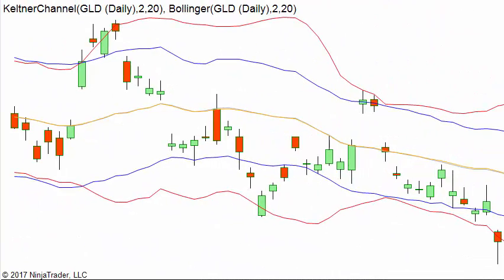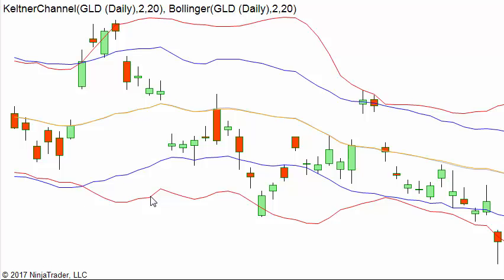I've added the Bollinger Bands now. They are the red envelopes here and here, and you'll see I'm using essentially the same settings, even though the equation is different. So I'm using the same settings essentially that we do for the Keltner channel, but again the equation is different, so that's why obviously they are different.